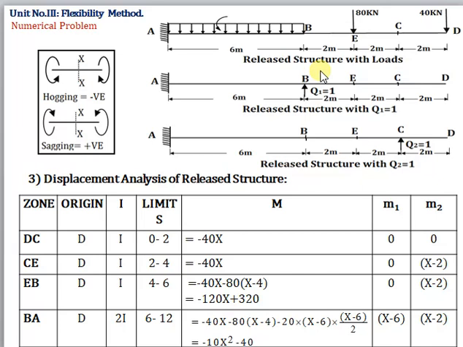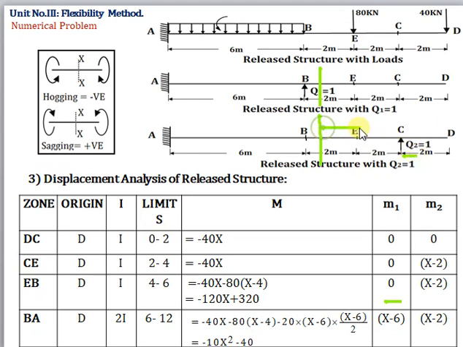So our zone is EB. So take a section in EB. No force toward the right hand side, so it becomes 0. Now next is your Q2 is equal to 1. Again take a section in zone BE. Now a force appears toward the right hand side, only one force, and that is Q2 is equal to 1.